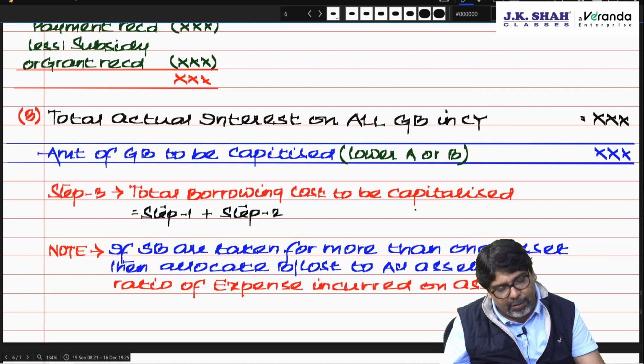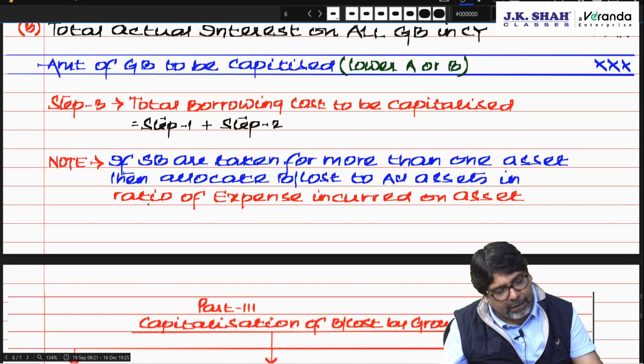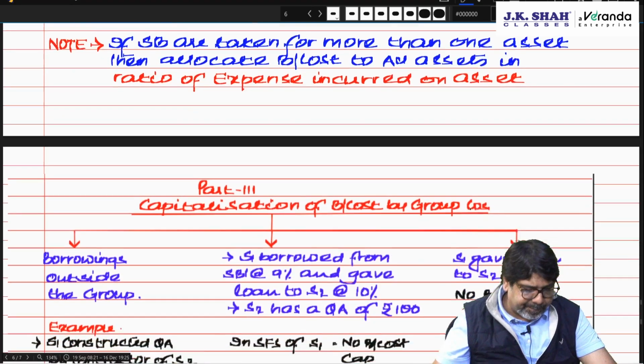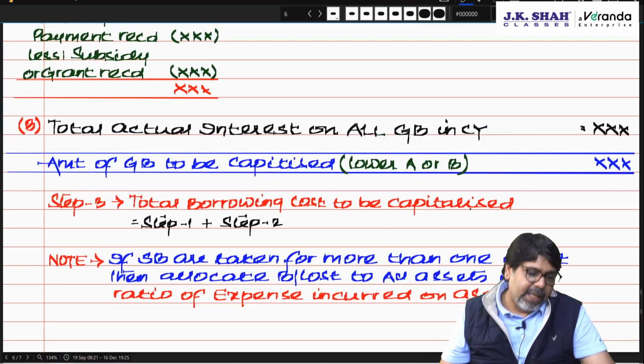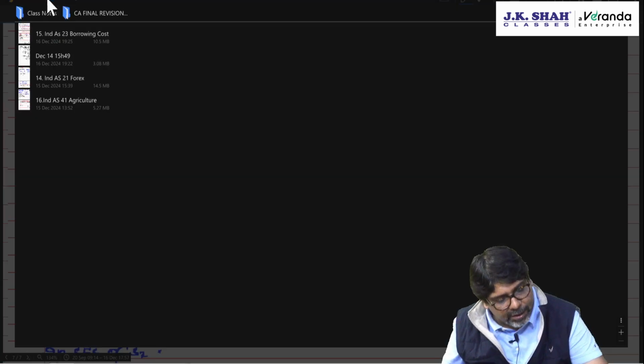Total borrowing cost to be capitalized: step 1 specific borrowings, step 2 general borrowings. If specific borrowings are for more than one asset, then allocate borrowing cost to all assets in the ratio of expenses incurred. That is simple. Correct? So this was your Indian borrowing as specific and general, chartered. I hope you understood general.